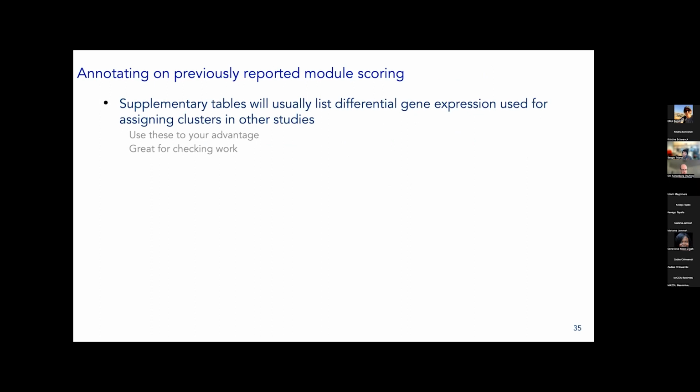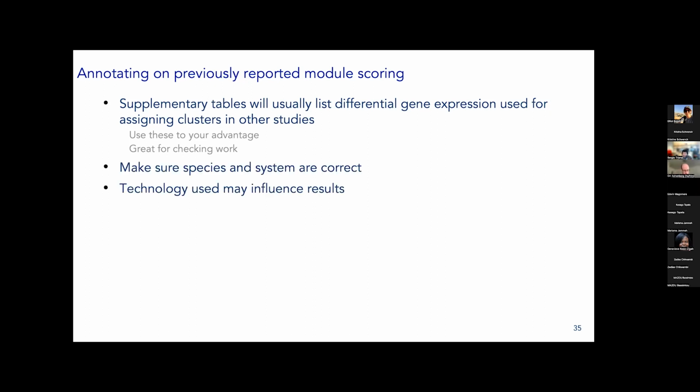Supplementary tables in papers are very useful because they will tell you different gene expressions that are normally used to assign clusters in a data set. So always try to go into papers and see what different people have reported about what a cell type is.